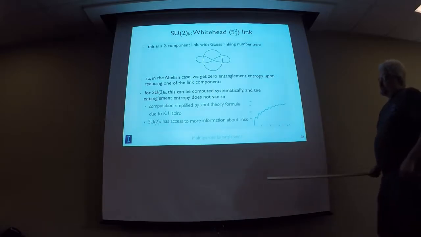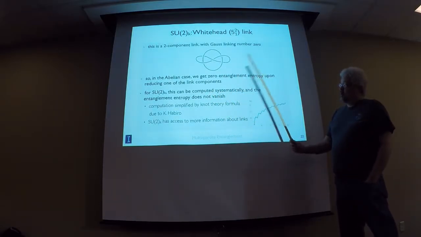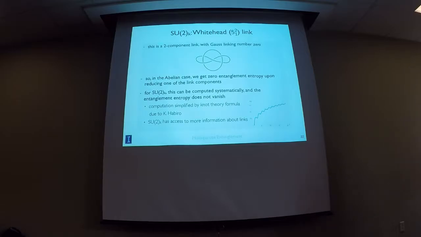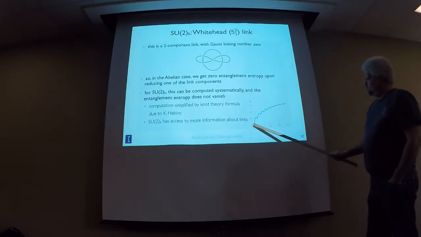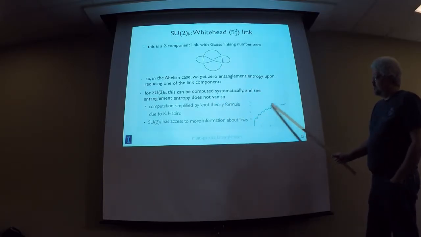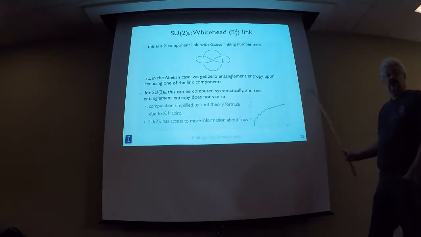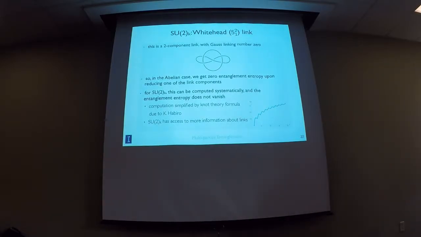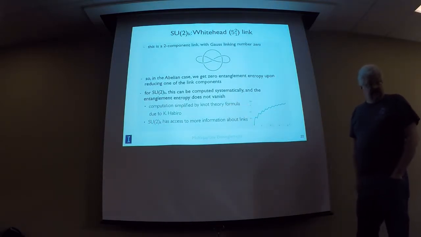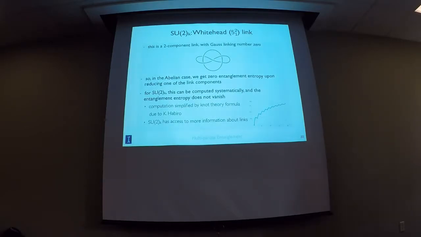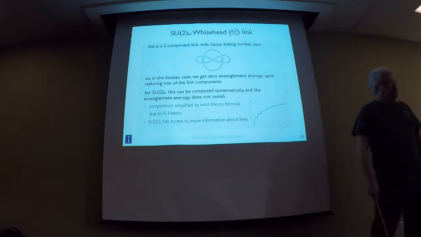In the SU2 theory, that's not the case. You have to work hard. I'm not going to show you the details of that, but you can compute the state systematically, and you can compute the corresponding entanglement entropy, and you find it doesn't vanish. Here's a picture, which you can't see, of the entanglement entropy versus K. It just sort of increases. The calculation is facilitated by some sort of amazing formulas that come from knot theory. Is there a reason why it oscillates?